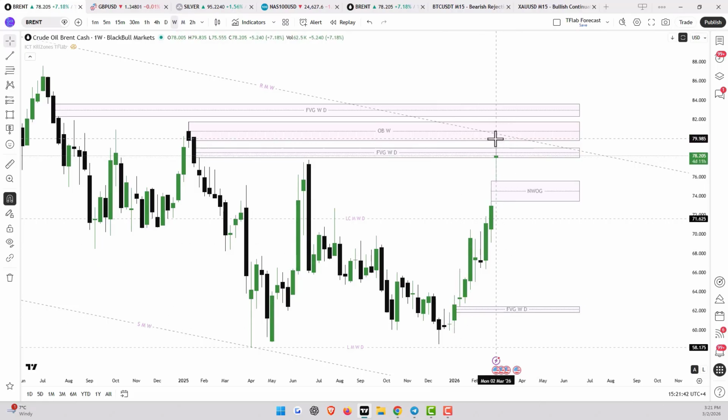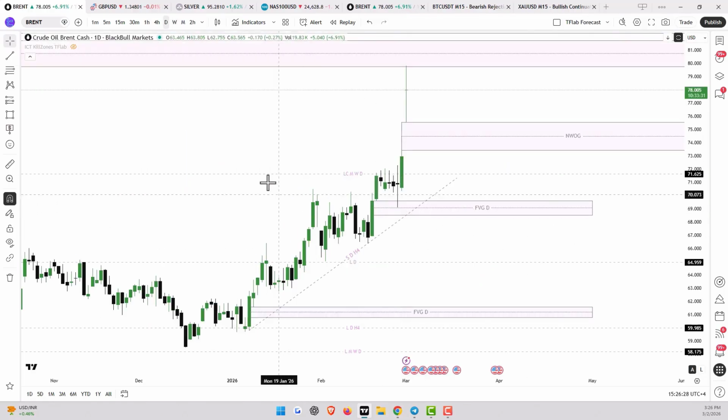Also, today the price of oil rose up to the weekly order block area, and after reacting to the price level of about $79.82, it dropped down from this level. We are currently analyzing the daily time frame.